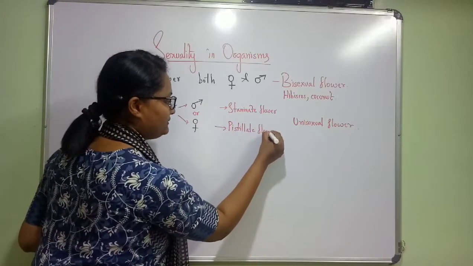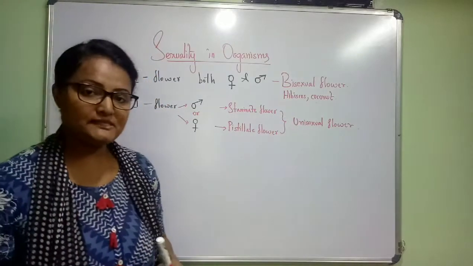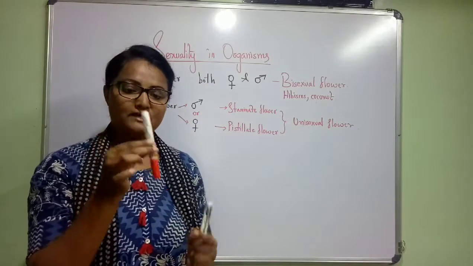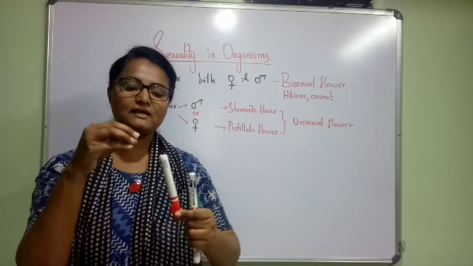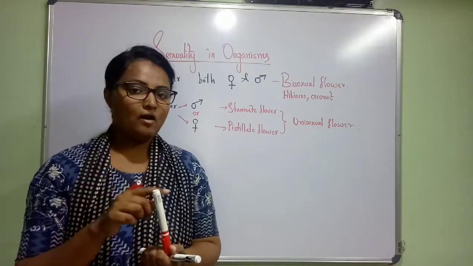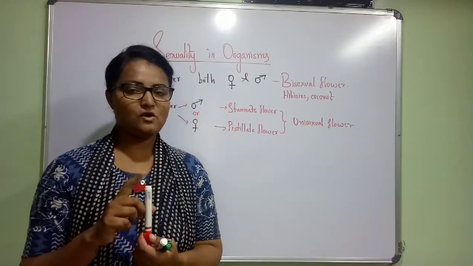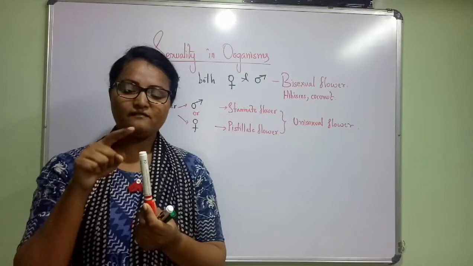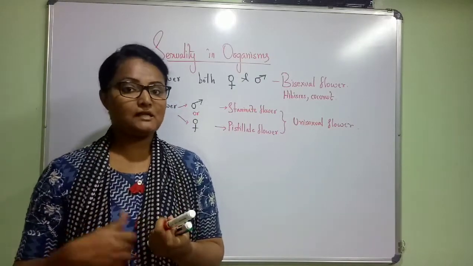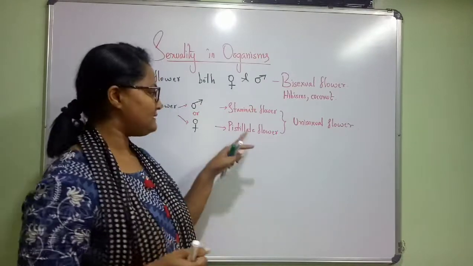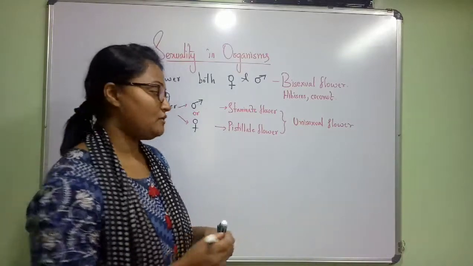And these are commonly called as unisexual, means a flower either contains male or female reproductive part. If it contains a male reproductive part, what is the male reproductive part in flowers? That is stamen, right? Hence it is called as staminate. If a flower contains female reproductive part, what is it? Pistil, carpel, gynoecium, right? So hence it is called as pistillate. And the flower is commonly called as unisexual flowers.